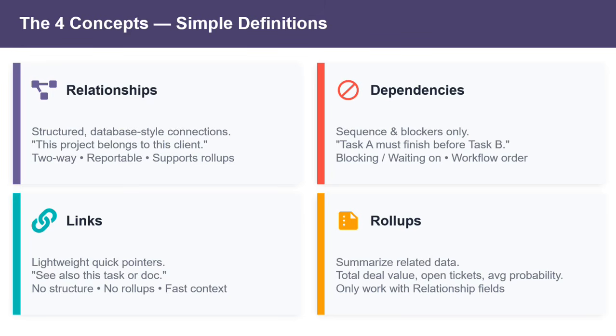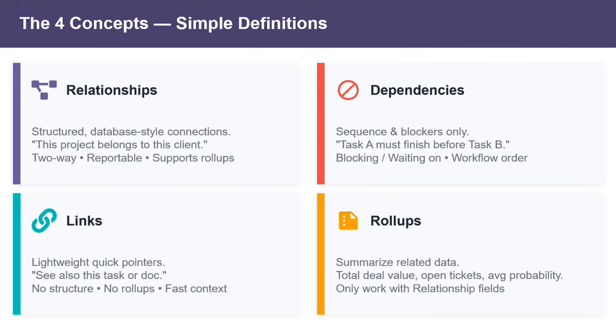The first, relationships. Think of these as structured connections between things. For example, this project belongs to this client. They work both ways. You can report on them, and they always allow you to use rollups. The second is dependencies. These are all about sequence and timing. For example, a task must be finished before another task can start. You'll usually see terms like blocking or waiting on. So don't use dependencies to show ownership.